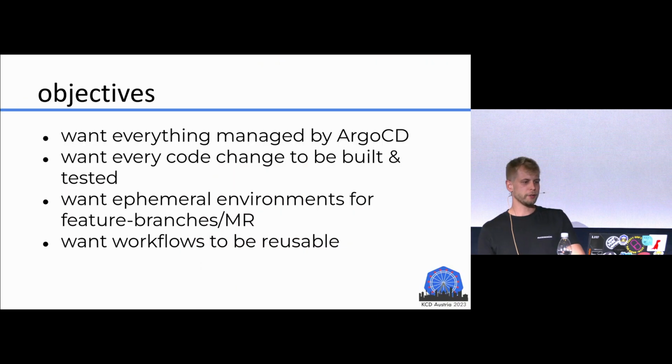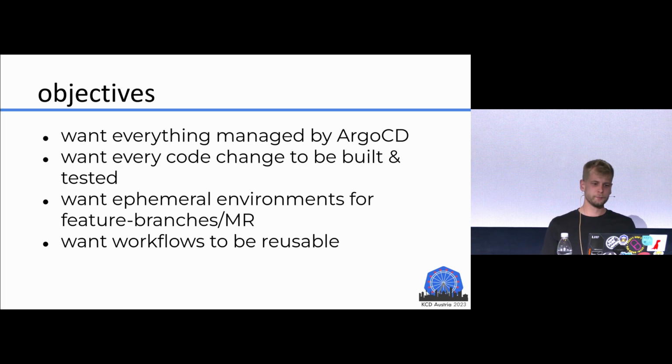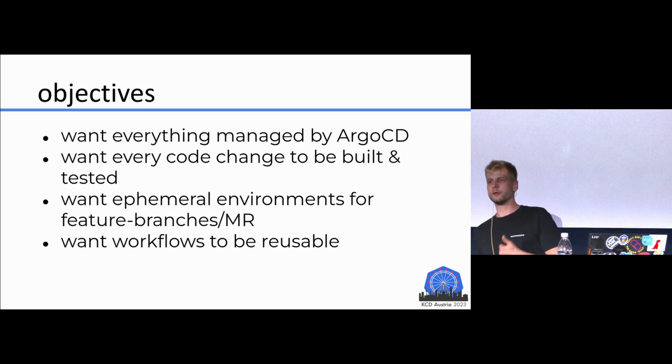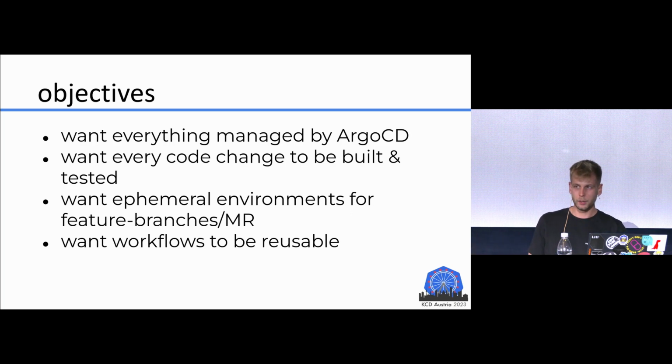So first of all, I'm going to talk about the objectives we had. Because we're already using Argo CD for configuring our clusters and deploying our applications, we also wanted our pipelining tools and everything to be managed by Argo CD. Obviously, we wanted every code change to be built and tested for every branch. And because we have a lot of Java applications that rely on Postman integration tests, we also needed ephemeral environments, so we can have those in our build pipeline and test them as well.